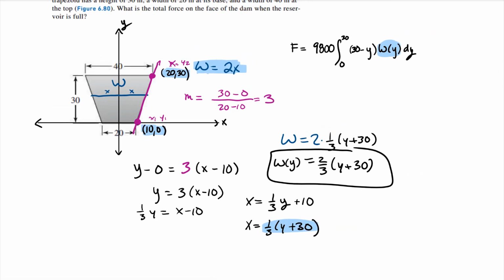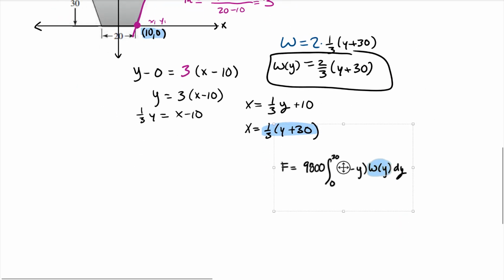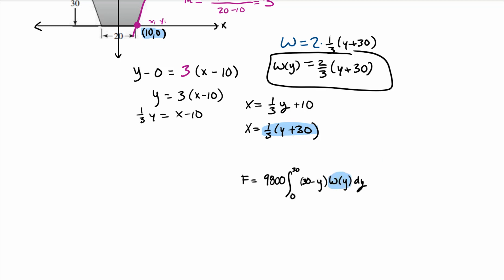You see kind of why I took the 2/3 out? Because then it removes a lot of the work we need to do. So actually, I'm going to move this thing down now, and let's get to it. Start plugging in all the stuff we need. Well, of course, we've got our 9800 evaluated from 0 to 30 of our 30 minus y.